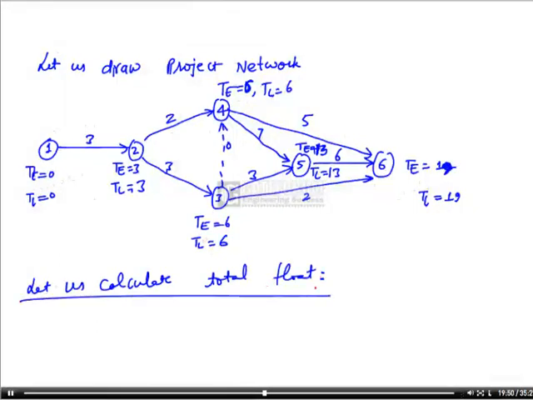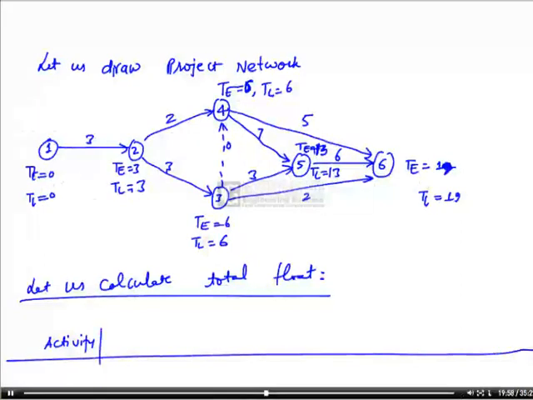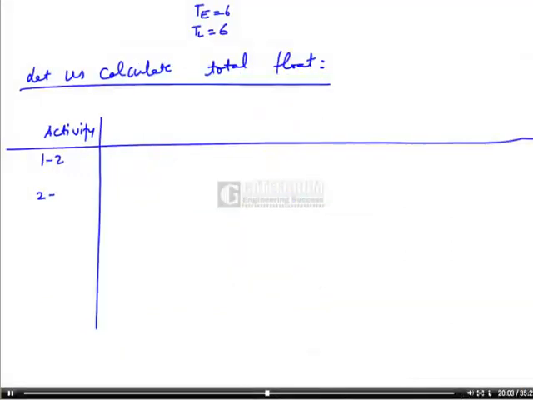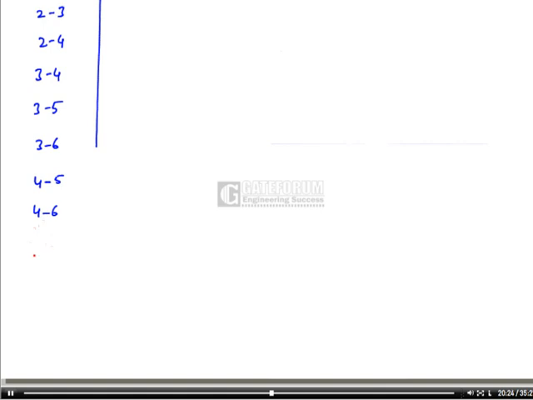So let us calculate total float. First we will write activity. This is 1 to 2, 2 to 3, 2 to 4, 3 to 4, 3 to 5, 3 to 6, 4 to 5, 4 to 6, and 5 to 6.